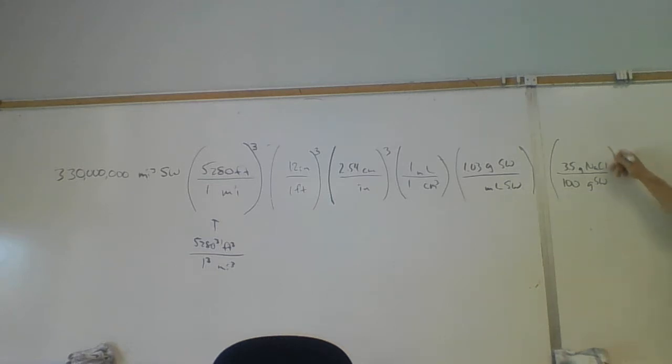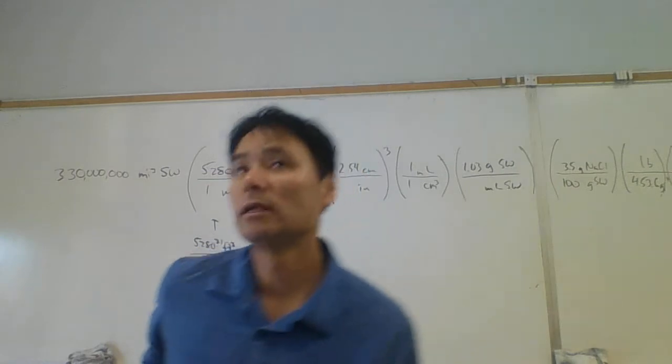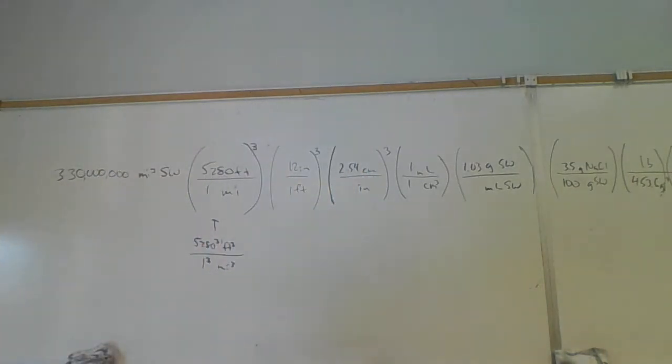Now we have grams of sodium chloride. We're going to go to pounds. Yeah. Grams per pound. This one's not specific for sodium chloride. It could be anything. So let's just do it that way. And then pounds to ton. 2,000 pounds per ton. This one's not specific for sodium chloride either. So this should leave me with tons of sodium chloride. Let's take a look at the numbers.